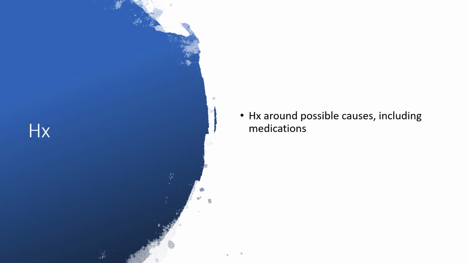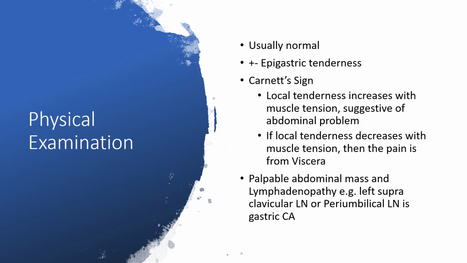Okay, if we have ruled out alarm causes, then we have to take history around other possible causes, including medications, ruling out all possible differentials. On physical examination, which will be usually normal, we can pick epigastric tenderness. Okay, that's possible. And there's what we call Carnett's sign.